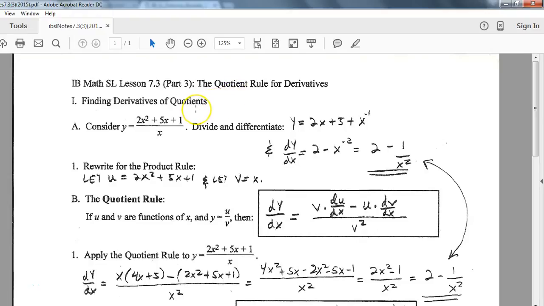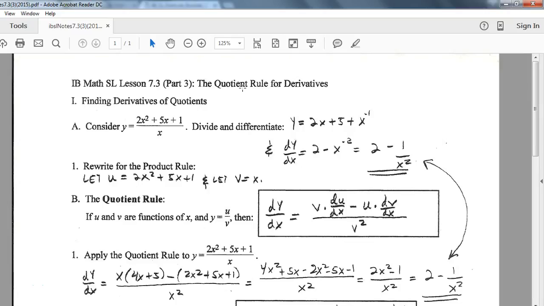Here we go with the third part of section 7.3. Now we are looking at the quotient rule. So you saw in the last video we were dealing with the product rule. That was anytime you are multiplying terms together and trying to find a derivative. The quotient rule is anytime you are dividing terms and trying to find a derivative.